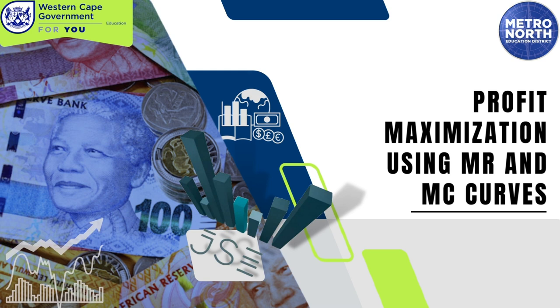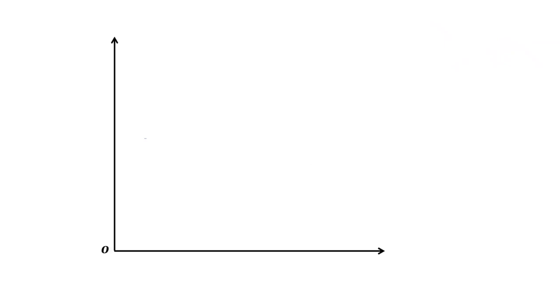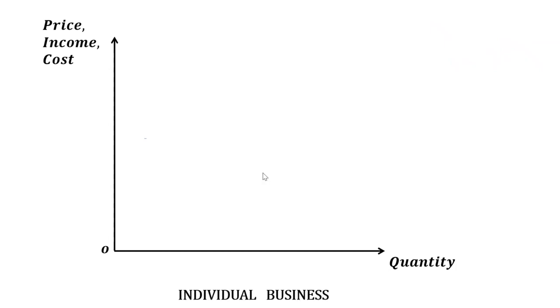Now we all know when we draw graphs, we have to draw the vertical axis, the horizontal axis, and the point of origin. Then we have to label our axes. In this case, the vertical axis is price, income, and cost, and the horizontal axis will be quantity. We are busy with the individual business under perfect competition.